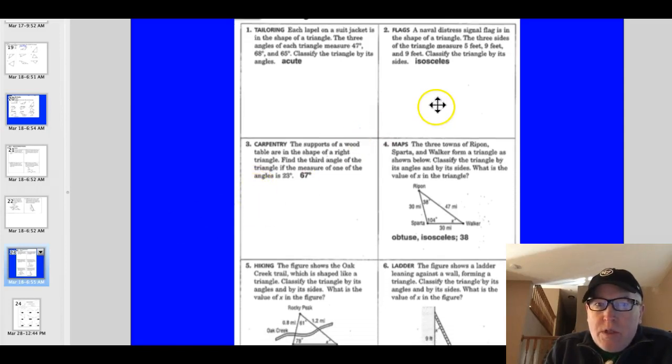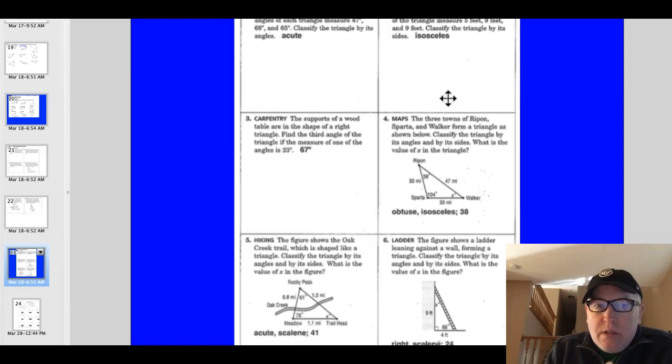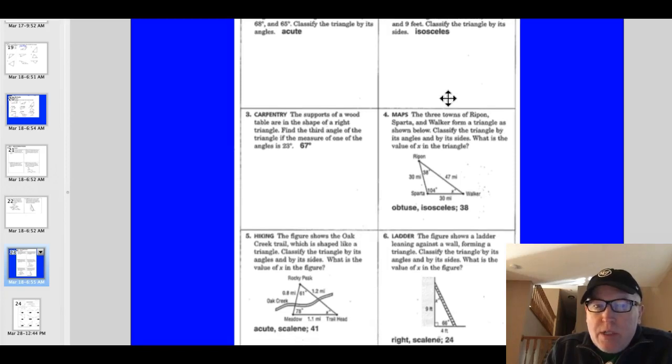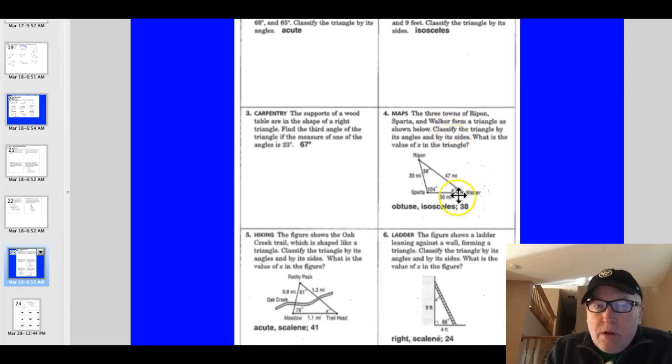All right, here are the answers to the word problems. Number 1, acute. Number 2, isosceles. Number 3, 67 degrees. Number 4, obtuse, isosceles, 38 degrees. This is an acute scalene, 41 degrees. A right scalene, and 24 degrees.